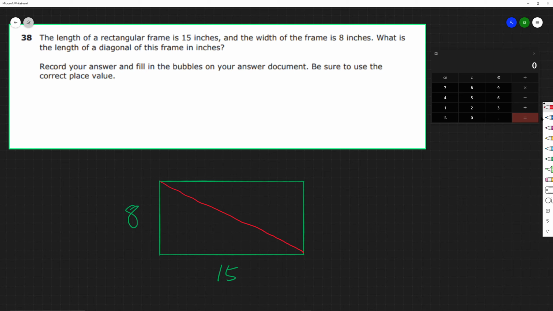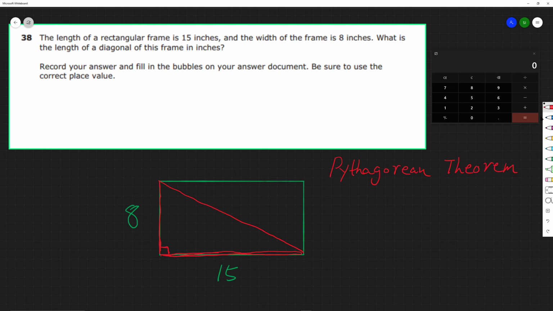Okay, so since this one is a rectangular frame, that means the angle is a right angle, and we have a right triangle here. When we have a right triangle, that's when we are going to use the Pythagorean theorem.